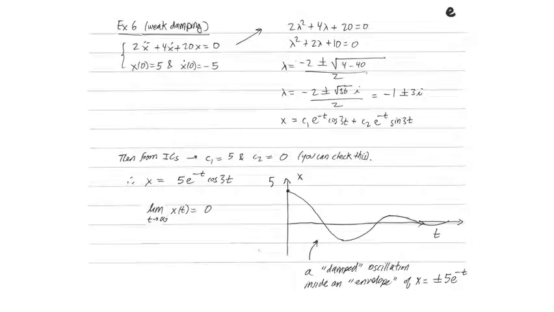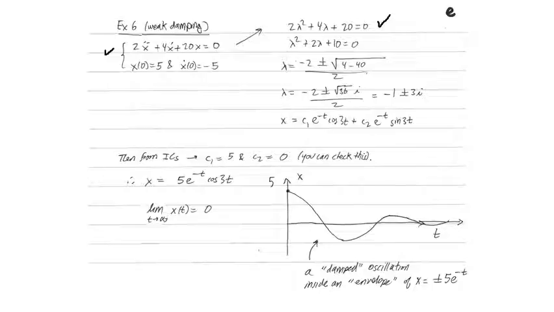In this video, we're just going to wrap up what happens with our mass spring system when we have a weak damping force and no external force. So we're going to consider this initial value problem. The first thing we do is find the general solution by finding the roots of the characteristic polynomial.